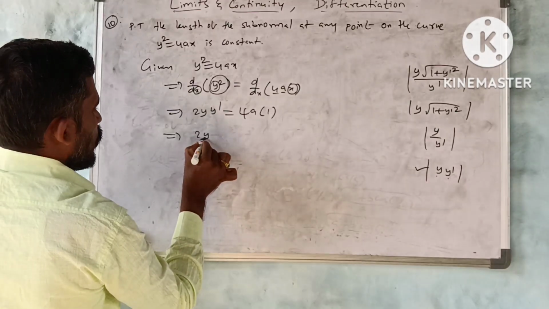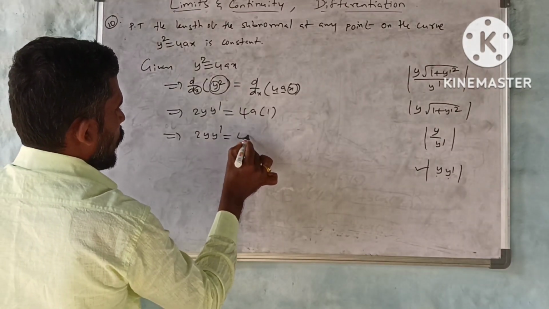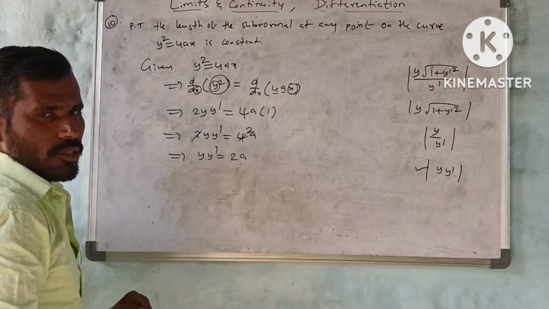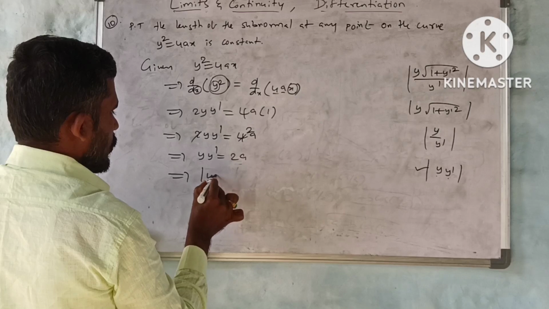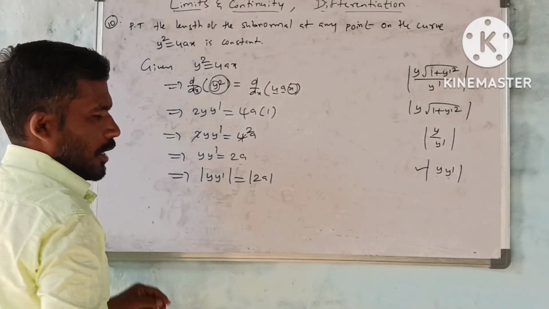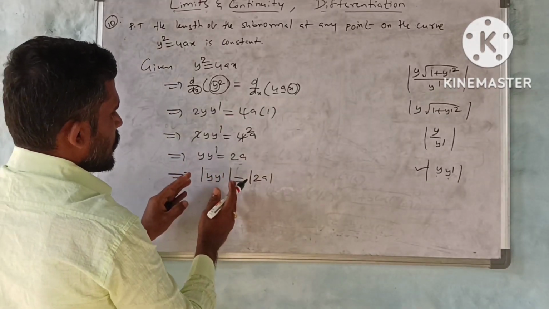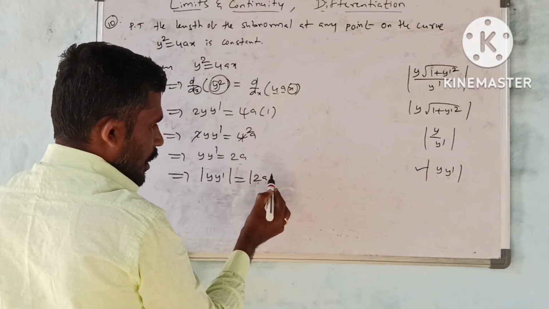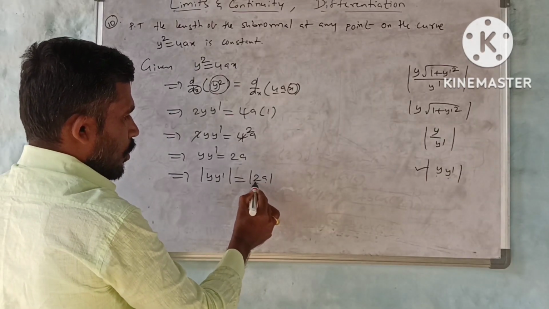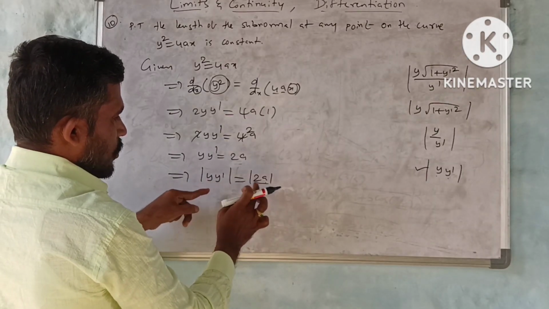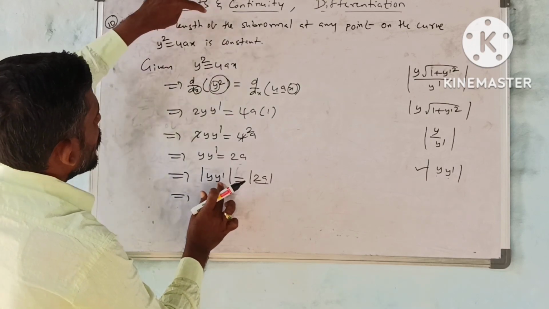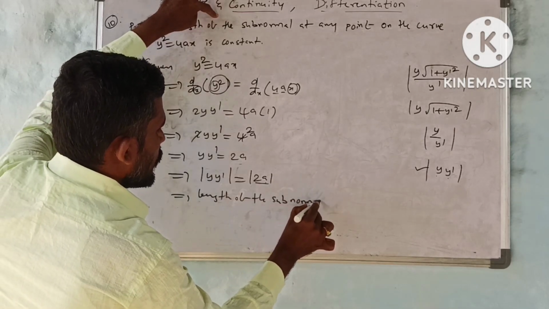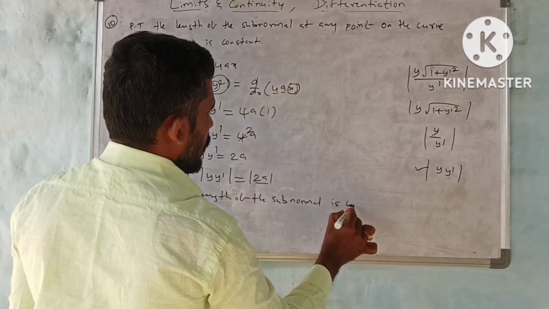So this gives 2y y dash equal to 4a. Cancelling, y dash equals 2a. Taking the modulus on both sides, the modulus of y dash equals the modulus of 2a. The modulus of y dash is the formula for the length of the subnormal. 2 is a constant, a is also a constant, and the product of two constants is also a constant. So the length of the subnormal, which is the modulus of y dash, is constant. This is the constant.